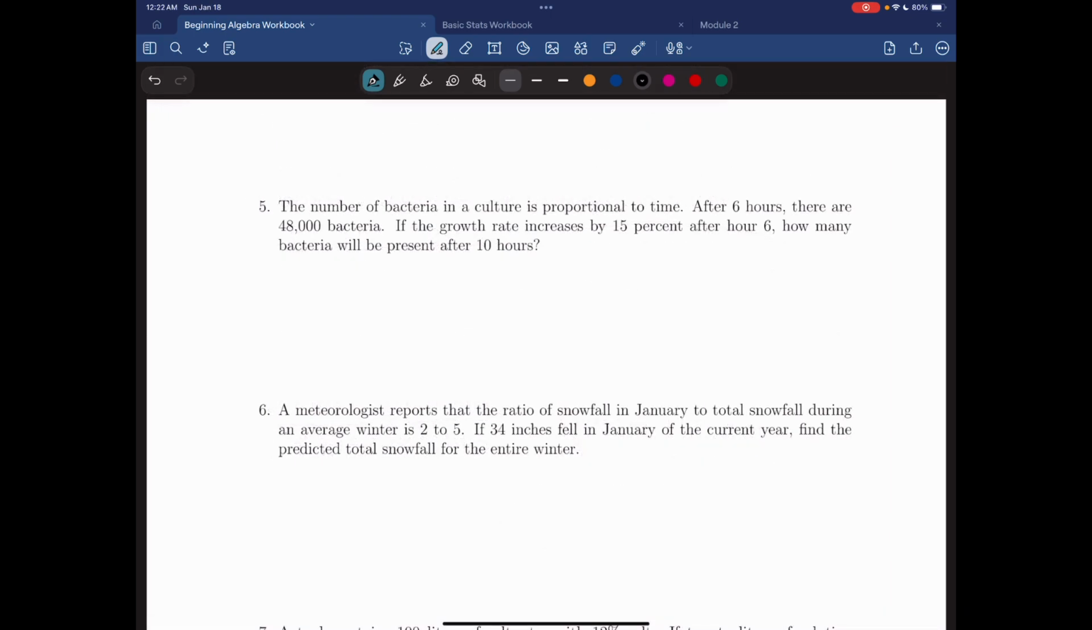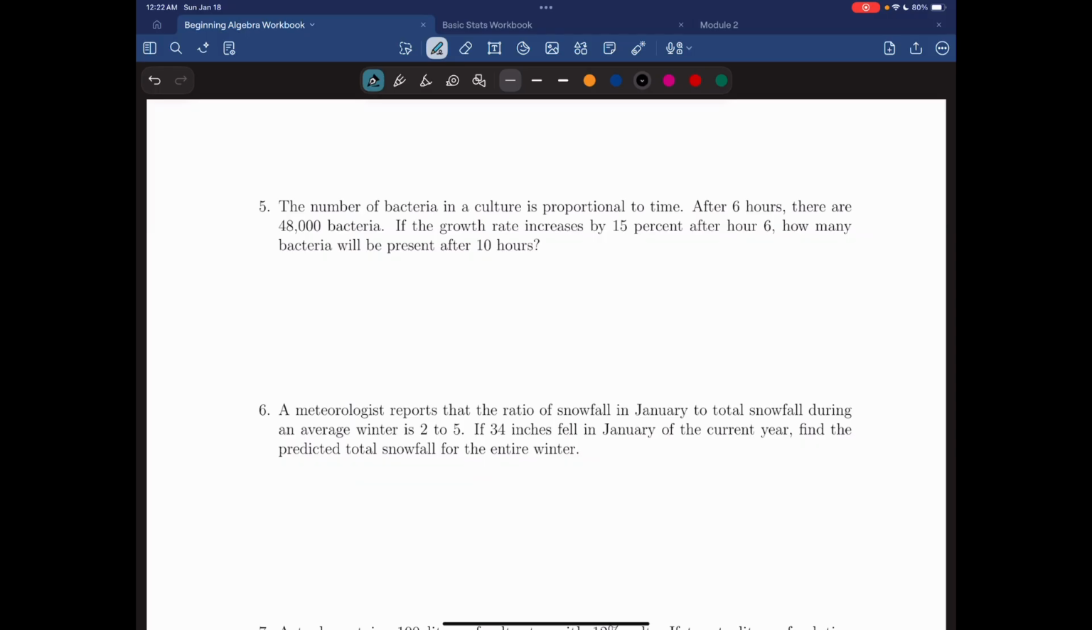For number 5, we have the number of bacteria in a culture is proportional to time. After 6 hours, there are 48,000 bacteria or bacteria cells. If the growth rate increases by 15% after hour 6, how many bacteria will be present after 10 hours? So this problem is a little bit more involved.